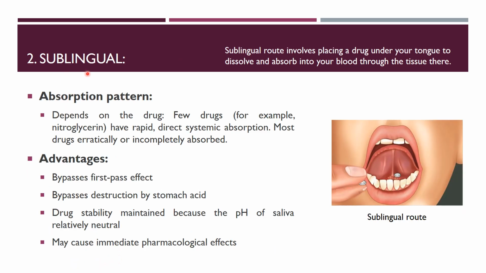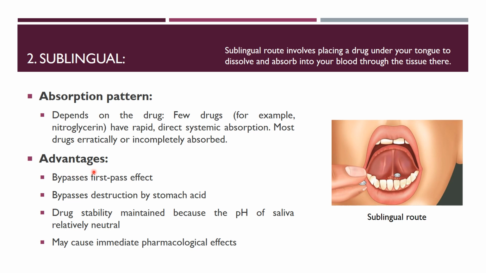Number two, sublingual route. Sublingual route involves placing a drug under your tongue to dissolve and absorb into your blood through the tissue there. Absorption pattern of sublingual route depends on the drug. Few drugs, for example nitroglycerin, have rapid direct systemic absorption. Most drugs are erratically or incompletely absorbed.